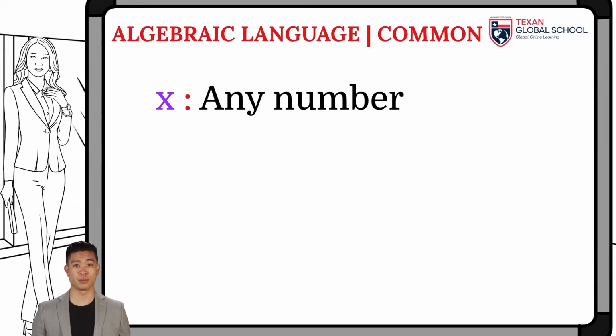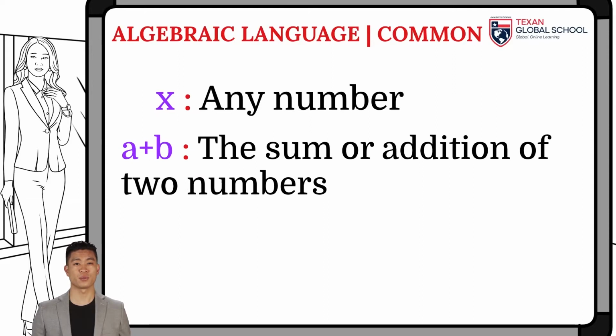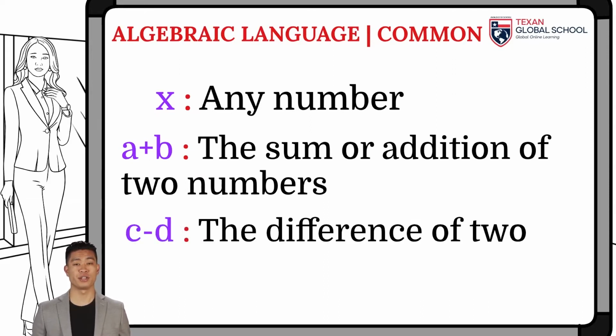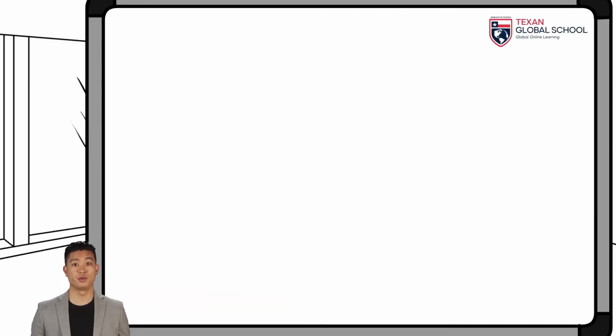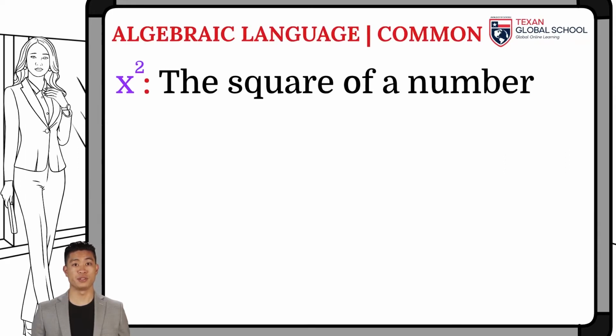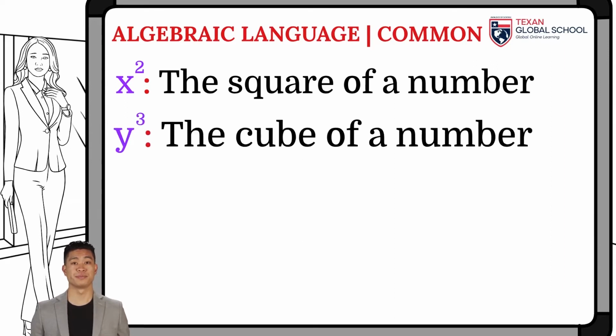Any number can be represented with any general or variable number. In this case, we use the x. A plus b represents the sum or addition of two numbers. C minus d, as algebraic language, is understood as the difference of two numbers. X squared is interpreted in common language as the square of a number. The cube of a number is expressed as y cubed. Again, any variable can be used.